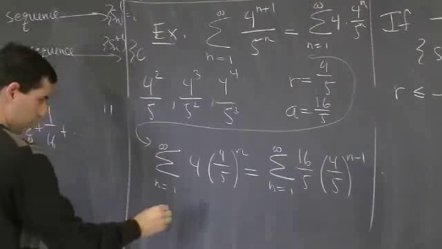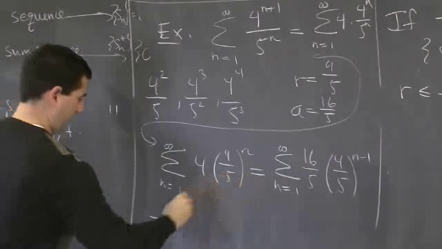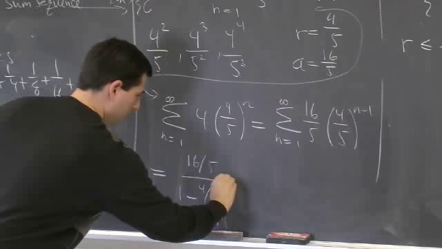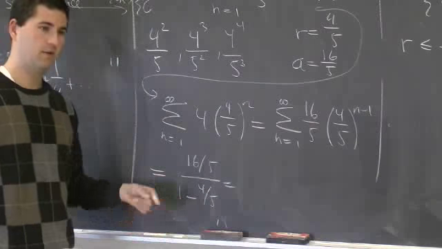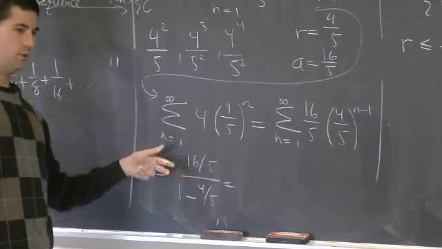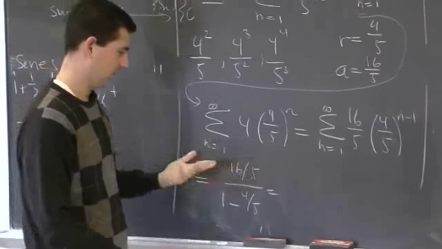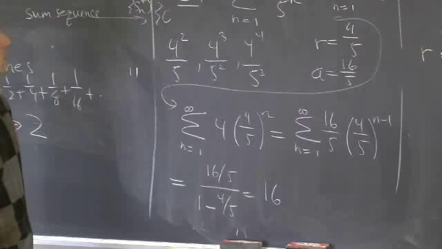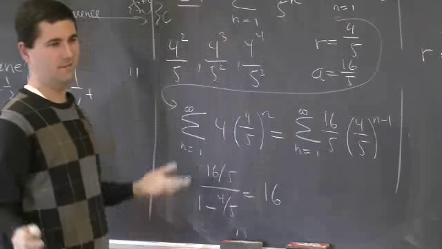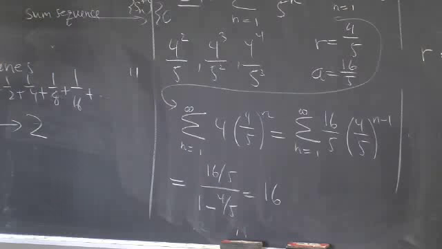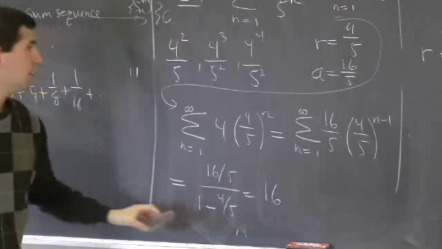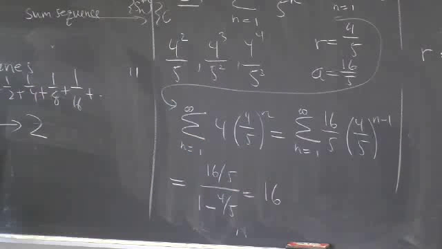Okay, and so now this is going to equal 16/5 over 1 minus 4/5, which is, let's see, 1 minus 4/5 is a fifth. So that means you're just going to multiply by 5. But 16/5 times 5 is 16. Cool. So that whole thing adds up to 16. So easy. So nice. Questions at this point?